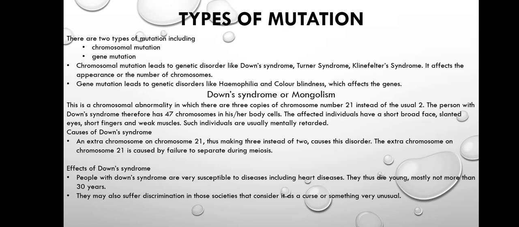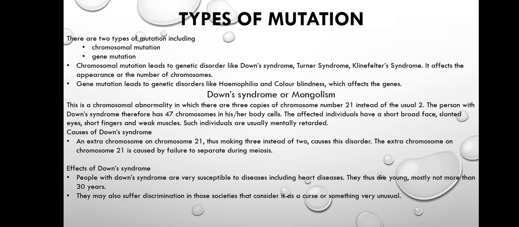Chromosome mutation leads to genetic disorders like Down syndrome, Turner syndrome, and Klinefelter syndrome. Basically, chromosome mutation affects the appearance or the number of the chromosomes. And gene mutation leads to genetic disorders like haemophilia and color blindness, which are the effects of the gene.